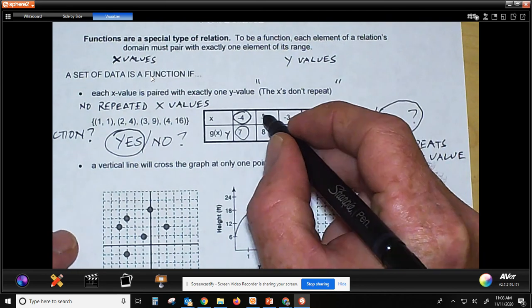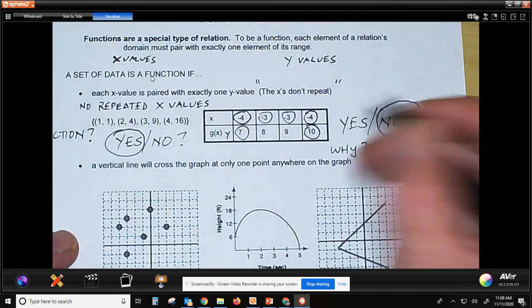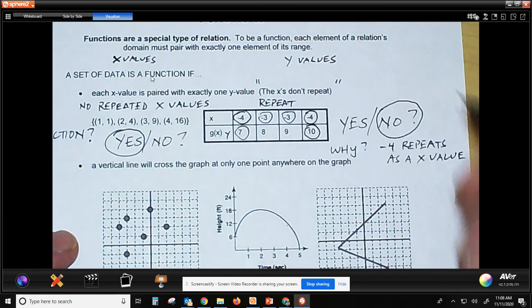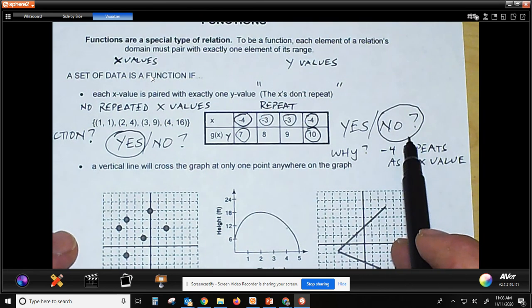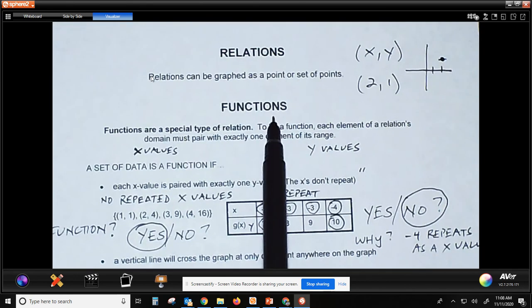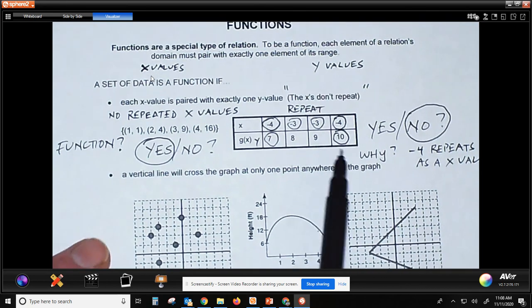You can't write an equation that makes sense for that. The -3s also repeat. So this one is no. It is not a function. There is a relationship between these points. It is a relation, but it is not a function. It is a no.